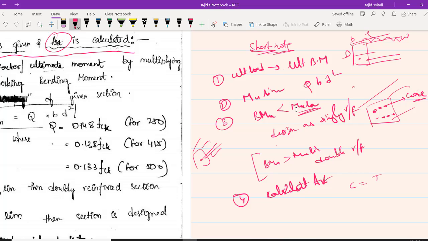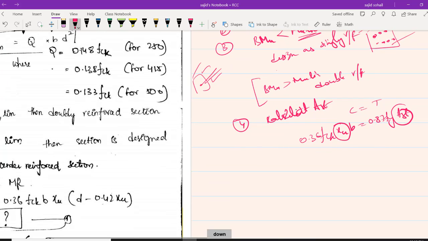If you are doing just C is equals to T, let us try to understand. 0.36 FCK XU into B is equals to 0.87 FY AST, right? Here there are two unknowns. We have XU unknown and AST unknown, right? So there is one equation and two unknowns. Can you solve just by using this equation? C is equals to T, will you get AST? No, you will not. Then obviously you need one more equation. Where will that come from?